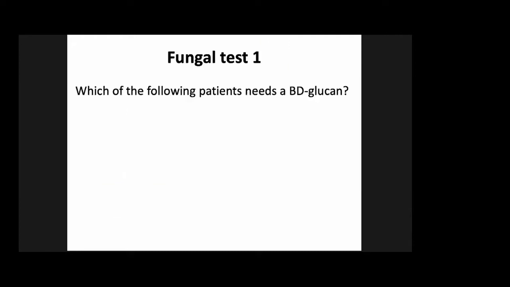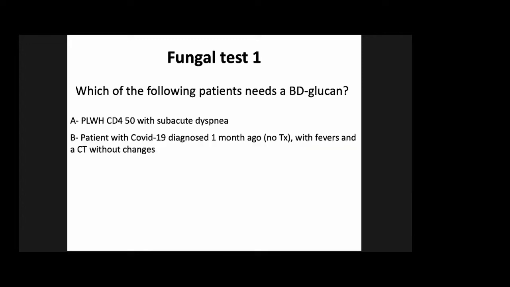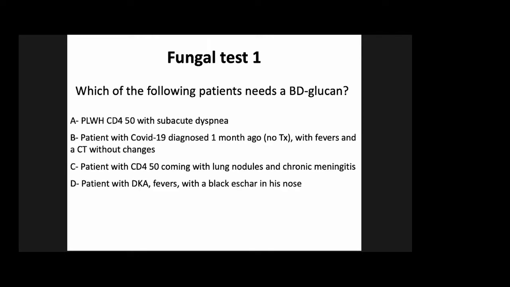So let's start with the first question. Which of the following patients needs a beta-D-glucan? A, a patient living with HIV with a CD4 of 50 who comes to you with subacute dyspnea. B, a patient that was diagnosed with COVID 1 month ago that didn't receive any treatment, so no steroids, no tocilizumab, no baricitinib, that comes with fevers and a CT without any changes. C, a patient living with HIV with a CD4 of 50 coming with lung nodules and chronic meningitis. D, a patient with DKA and fevers with a black scar in his nose. Or E, A and B.